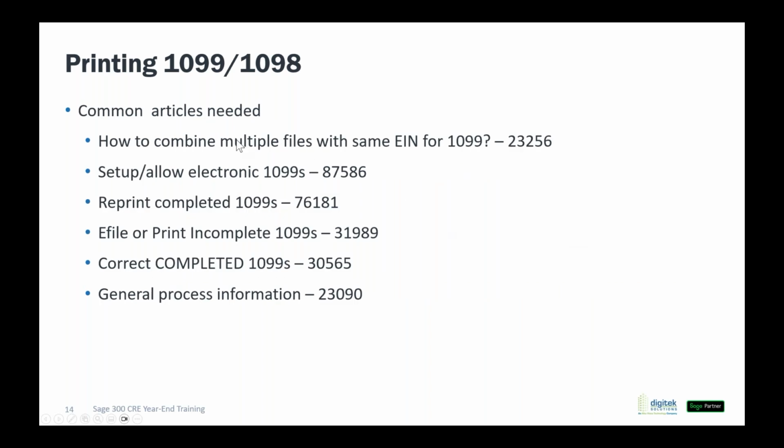We've talked about combining multiple files. Here are different articles, including how to allow for electronic 1099s. Again, these are all KB articles that you can look up on Sage's knowledge base.